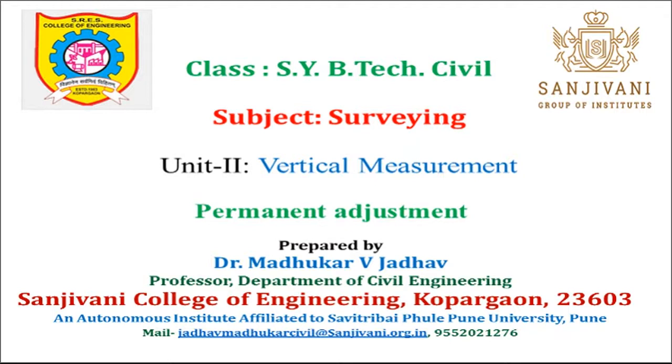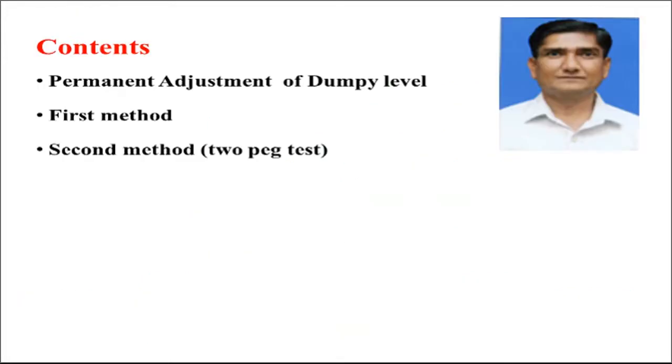In the previous lecture, we studied various types of levels. In that, we saw the auto level, then the digital level, and lastly the laser level. In this lecture, we are going to study the permanent adjustment of the dumpy level. In that, two methods are there, first method and second method. So we will discuss these one by one.